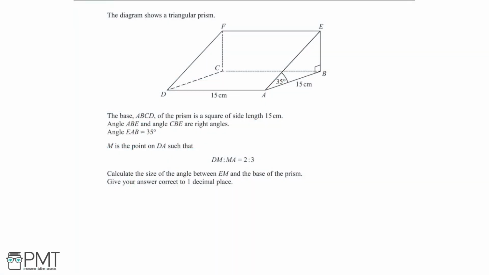In this question, we're given a diagram which shows a triangular prism. The base ABCD of the prism is a square of side length 15 centimeters. Angle ABE and angle CBE are right angles, and we're told that angle EAB is 35 degrees. We're then told that M is the point on DA, such that the ratio DM to MA is equal to 2 to 3. Using this information, we need to calculate the size of the angle between EM and the base of the prism, giving our answer correct to 1 decimal place.